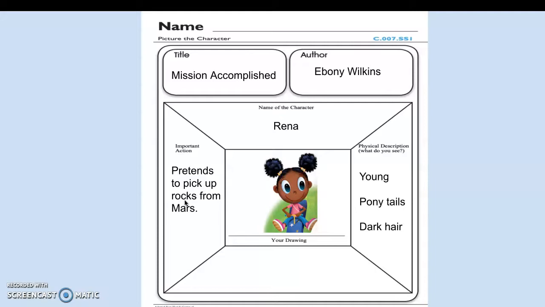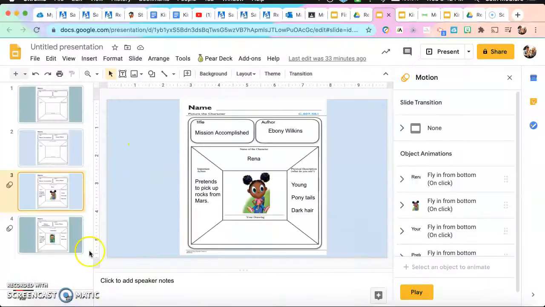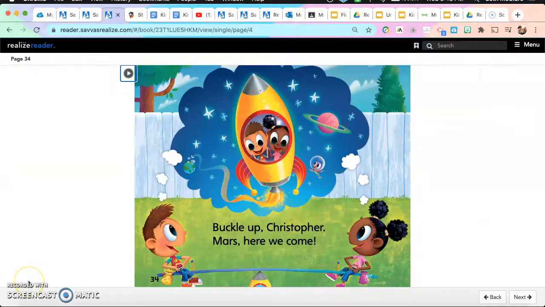Now, we are going to do another character, and this time you're going to help me. We're going to do it together. Using our graphic organizer, we are going to do another character. Now, let's go back to find out who our second character is.